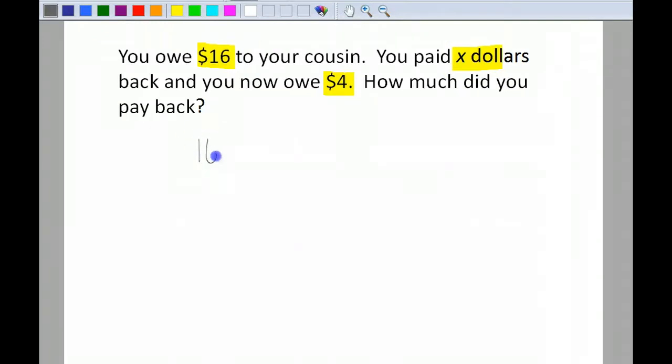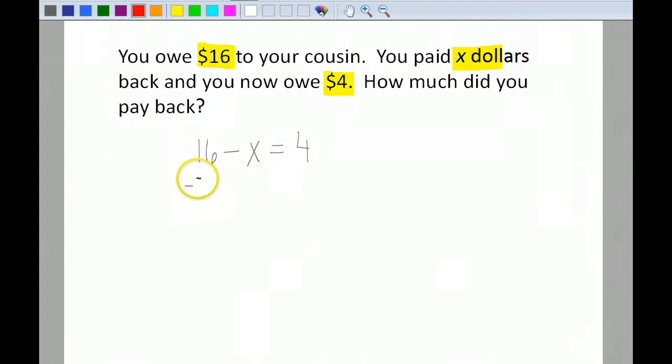So when I owe him $16, I subtract x dollars because I paid him back. Now I owe him $4. So the amount I originally owed him, subtracted by how much I paid him back, is how much I owe now.